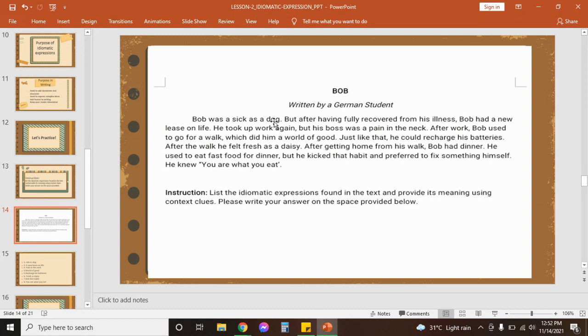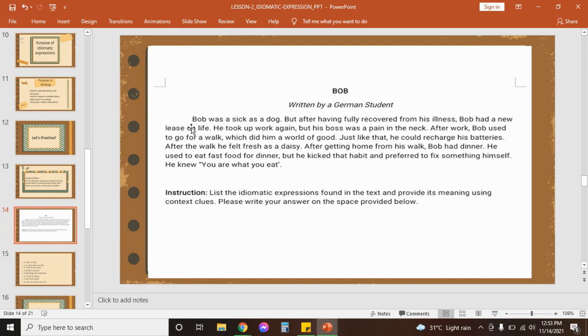So Bob was as sick as a dog, meaning to say Bob was very ill. Okay, so the idiomatic expression here is sick as a dog, which means very ill. Now let's proceed to sentence number two. But after having fully recovered from his illness, Bob had a new lease on life.